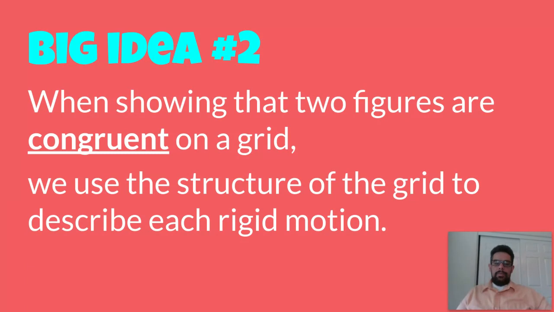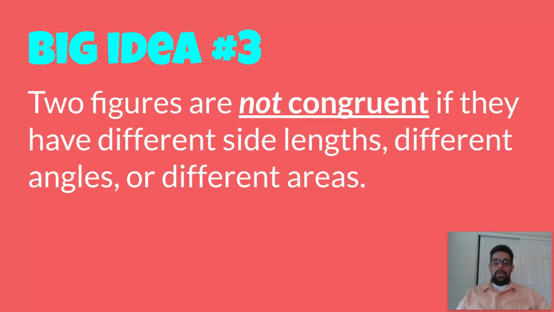Big idea number 2: when showing that two figures are congruent on a grid, you can use the structure of the grid to describe the rigid motion. So you can say, I translated down some units. I translated to the right. You can also use the rotation and say how many degrees when you are looking at a grid because you're able to talk about measurements.